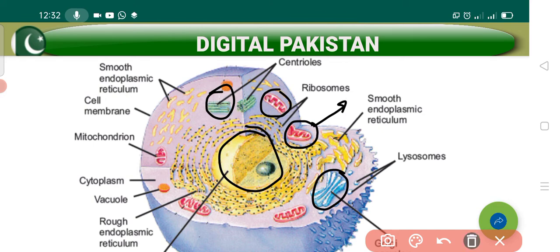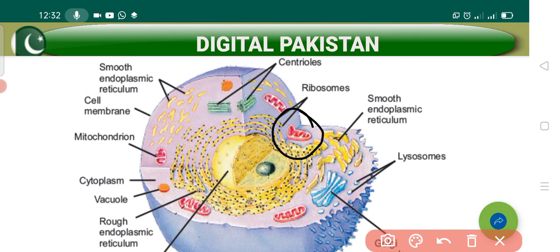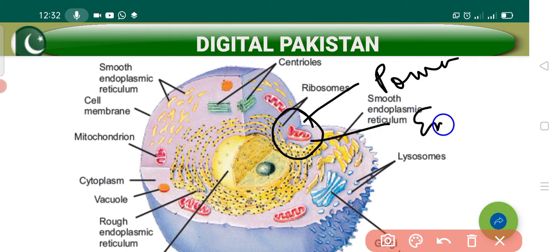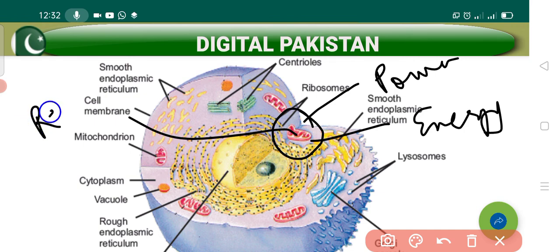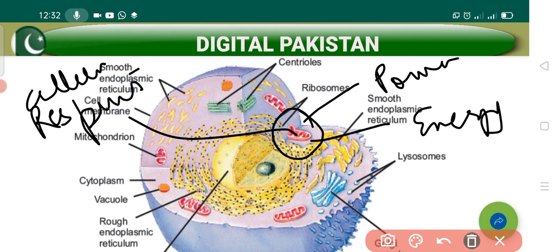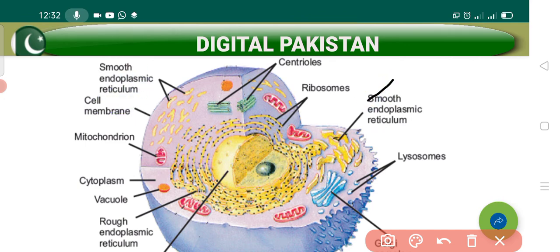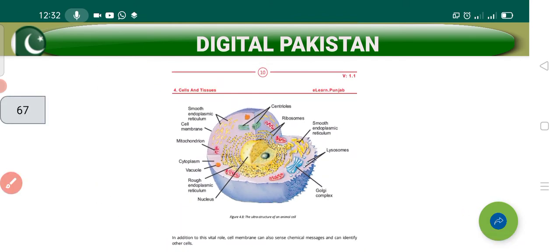Let's take the example of the mitochondria. Basically, this organelle is known as the powerhouse of the cell because it provides energy to the cell by a process known as cellular respiration. That is known as what? Cellular respiration. Basically, what is that, student? Do you know the meaning of respiration? You know it very well. What is respiration?